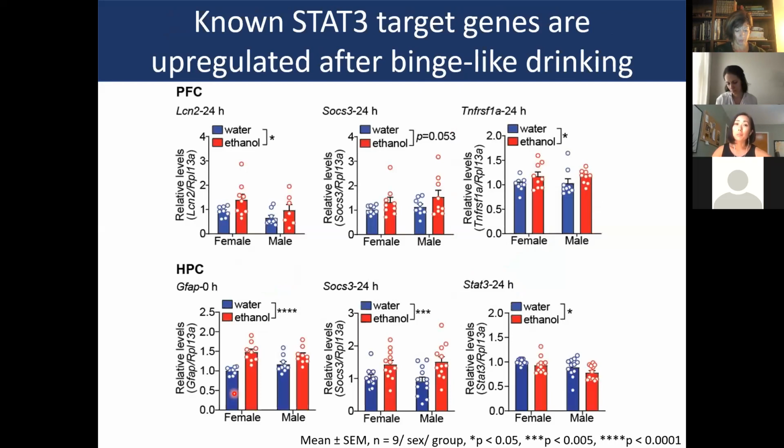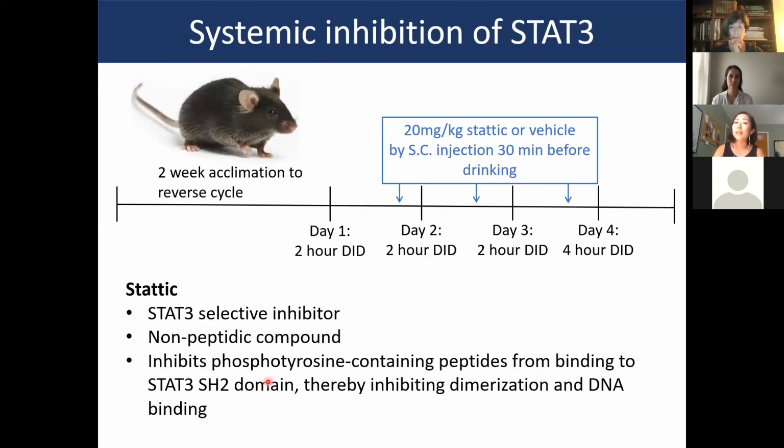And so then we took another approach to study the involvement of STAT3 in binge drinking by looking at the expression levels of some of STAT3's well-known targets, such as GFAP and SOX3. We found an increase in these STAT3 target genes, SOX3 in both the hippocampus and prefrontal cortex. We found other increases in STAT3 target genes such as LCN2, TNF receptor alpha, and GFAP, which led us to our next question, which was, what would happen if we manipulated STAT3 activity and whether that would have an effect on drinking behavior.